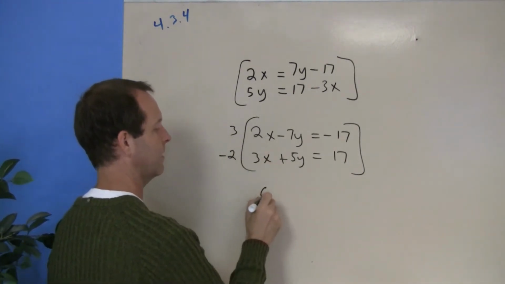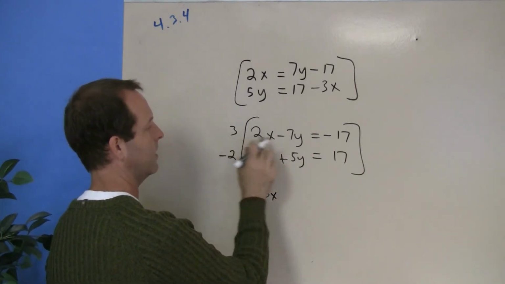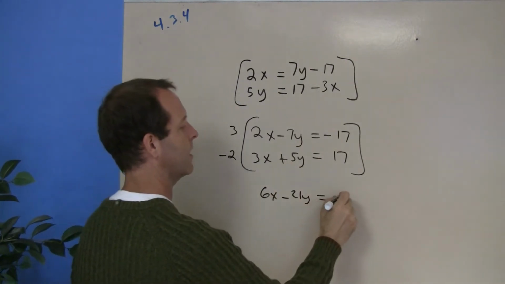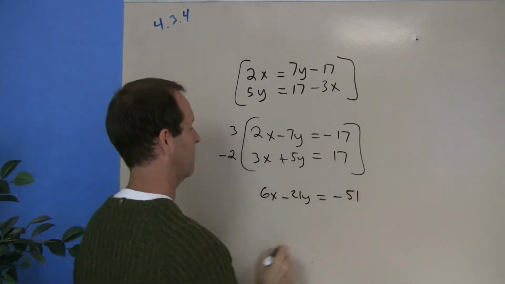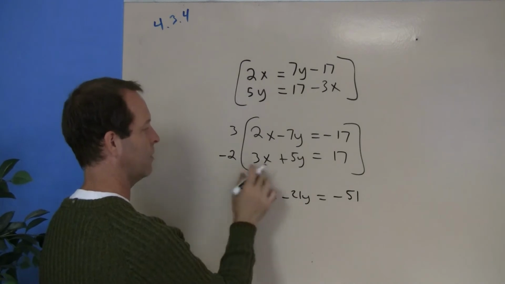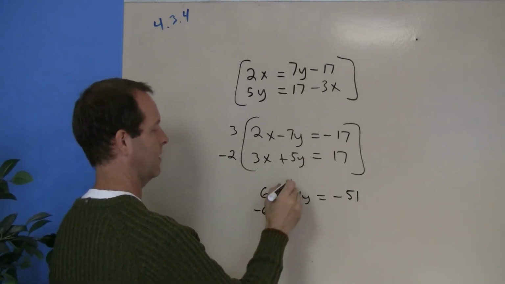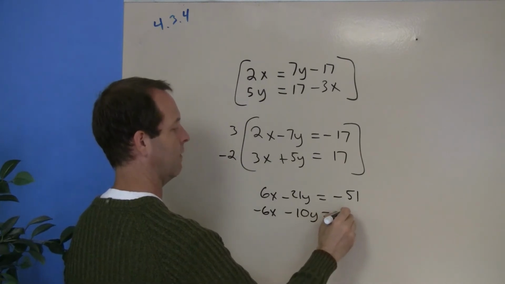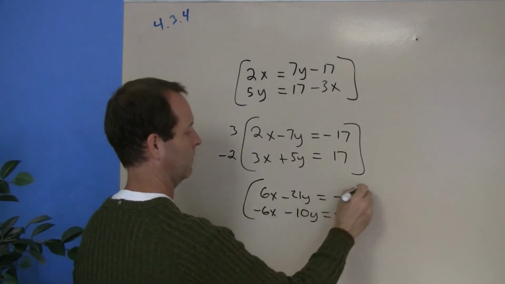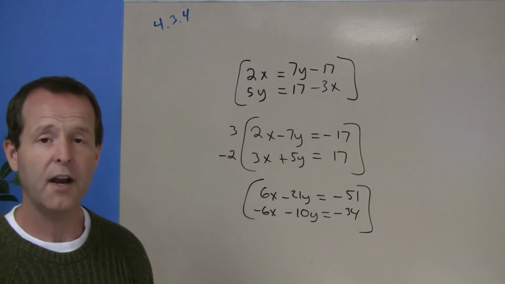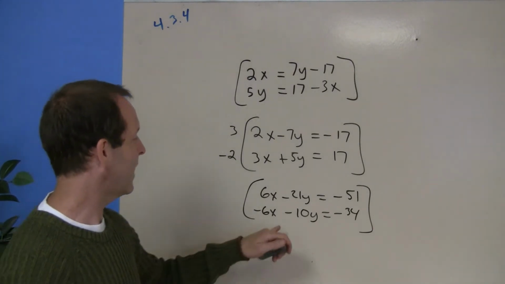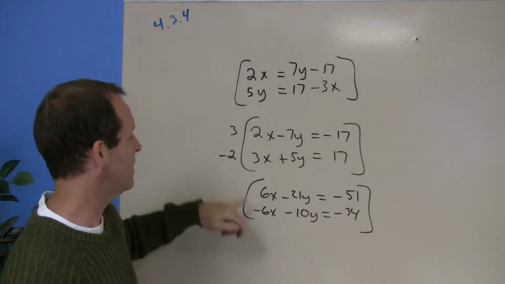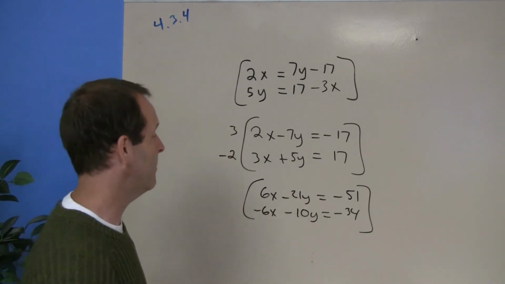3 times a 2x is 6x, 3 times a -21y, 3 times a -17 is a -51. On the second one, -2 multiplied in gives me a -6x, minus a 10y equals a -34. And there you can see what I did is that I multiplied by clever numbers here, 3 and -2, so now my x's are going to be eliminated.